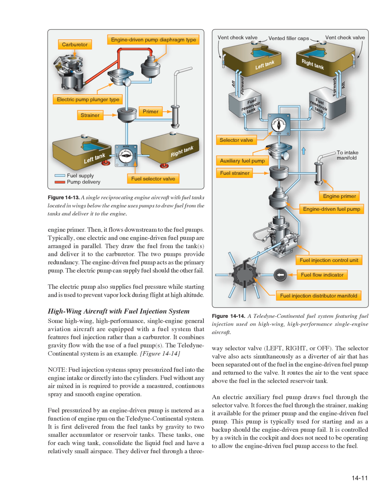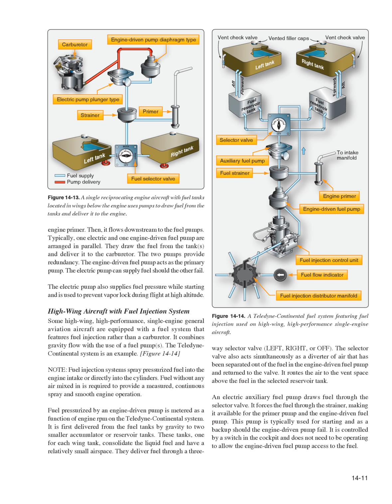High-wing aircraft with fuel injection systems. Some high-wing, high-performance, single-engine general aviation aircraft are equipped with a fuel system that features fuel injection rather than a carburetor. It combines gravity flow with the use of fuel pumps. The Teledyne Continental system is an example.